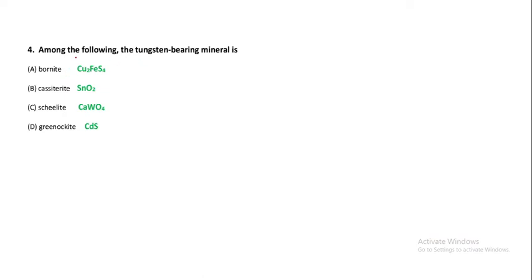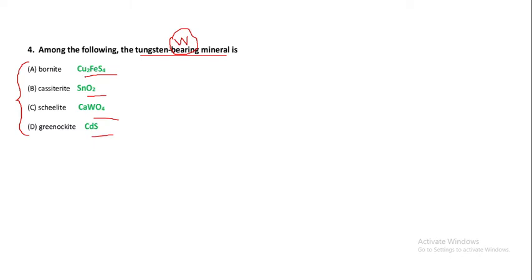Now the next question: among the following, the tungsten bearing mineral. Here you can see tungsten bearing mineral. You need to find the tungsten bearing mineral. As we know, the chemical symbol of tungsten is W. So we need to find which mineral is having tungsten. Now here I have given the chemical formula for each of these minerals. In order to answer such questions, we need to study the chemical formulas of various minerals. So these are bornite, cassiterite, scheelite and greenockite. These are all very important minerals as we know about their chemical composition.